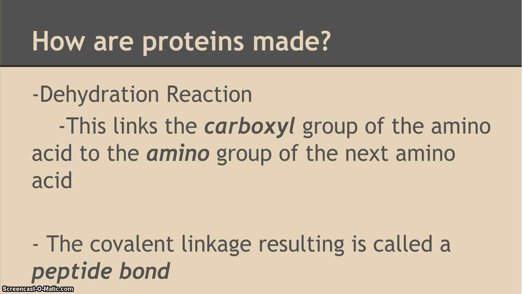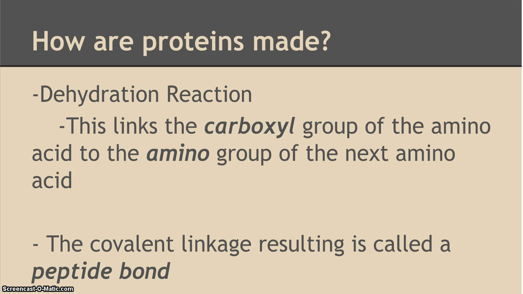Now, how are these proteins made? The same as your lipids and your carbohydrates. Every one of these is made with the dehydration reaction. But this time, we're going to link the carboxyl group of the amino acid to the amino group of the next amino acid. So we're just linking them in the same fashion, in the same order. That way we don't get all mixed up.